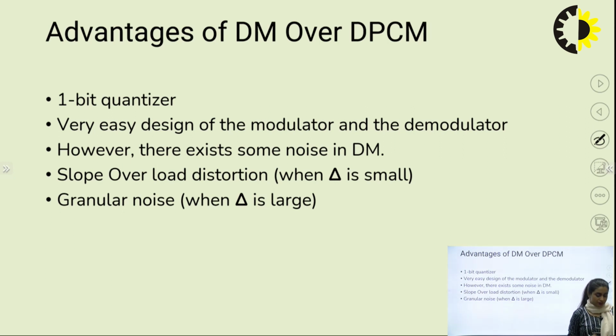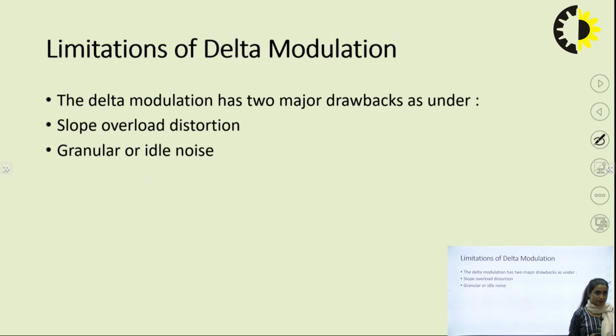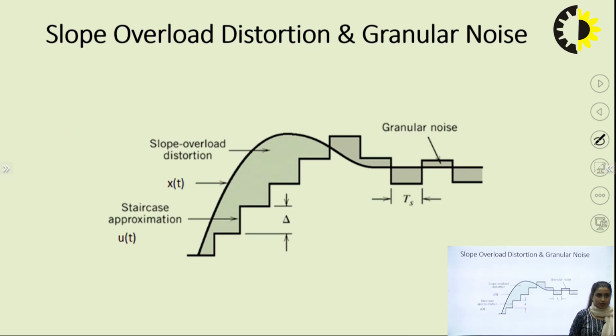What are these kinds of noises? Let's take a look. These are two major disadvantages of my delta modulation: slope overload distortion and granular or idle noise. Let's see what these are.